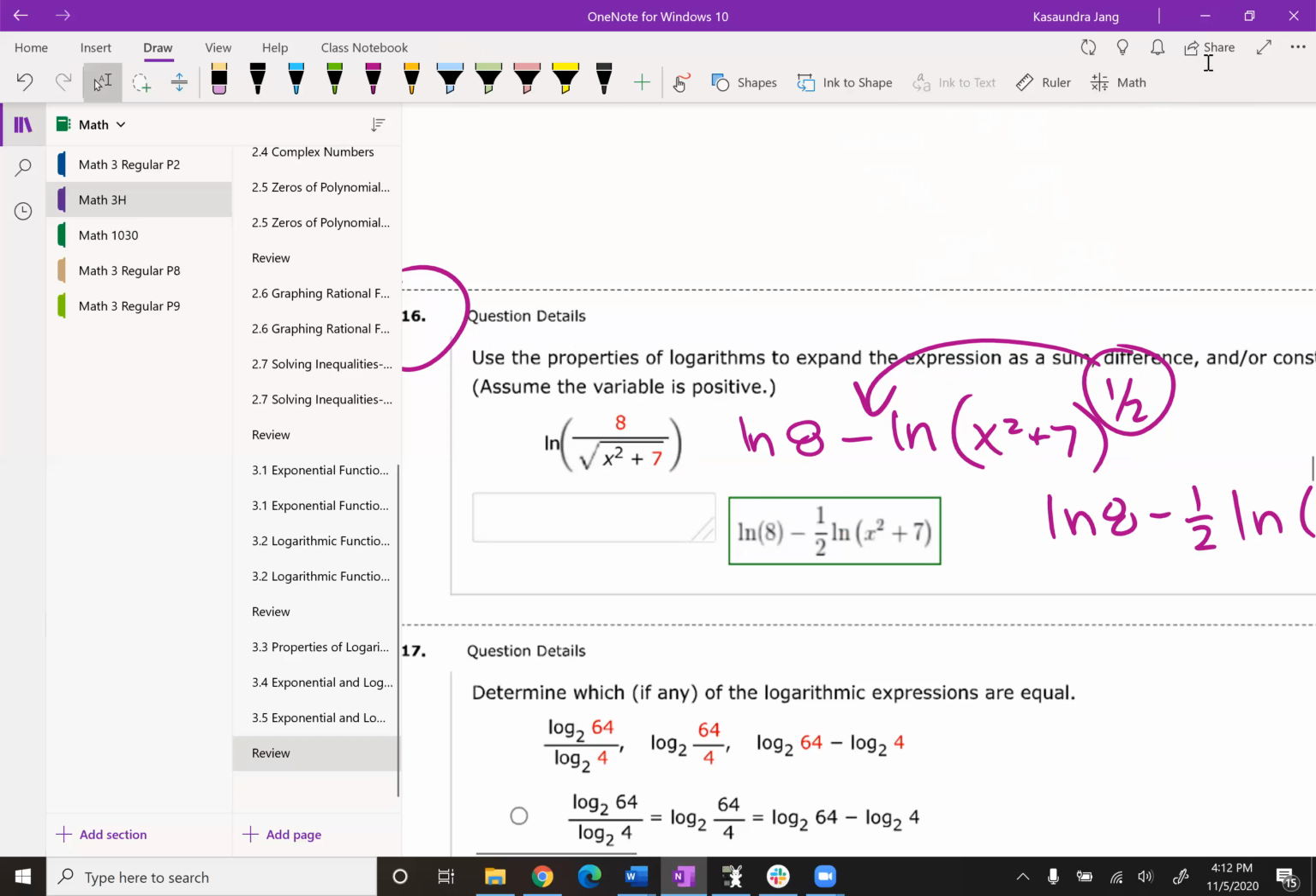Yeah. I mean, I got close to there. I just forgot the 1/2. Yeah, I think that's what a lot of people were doing.